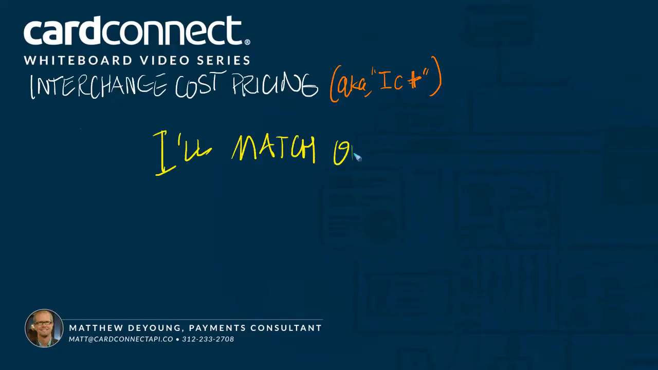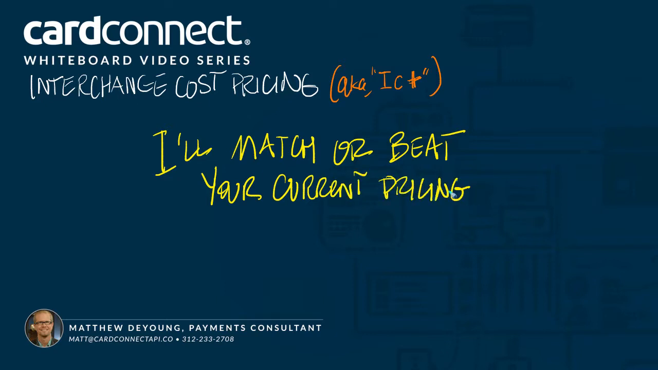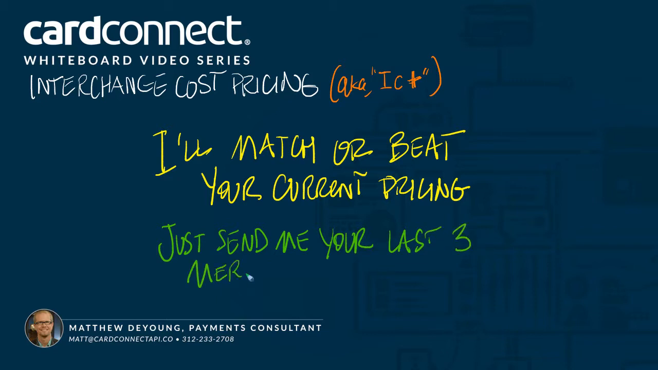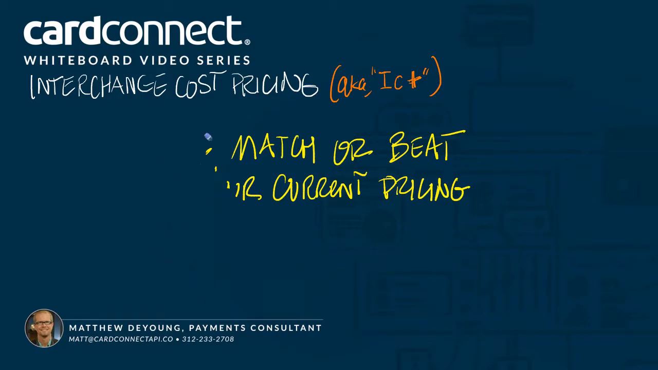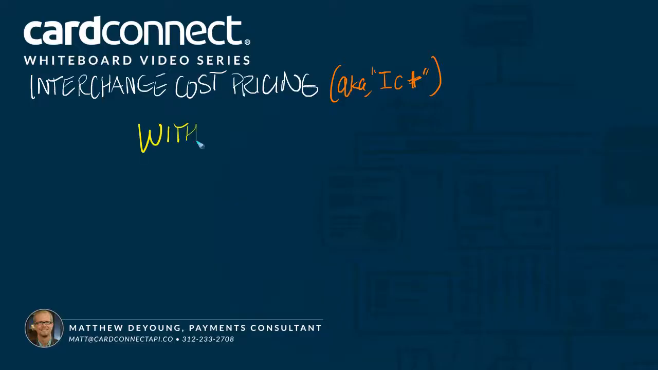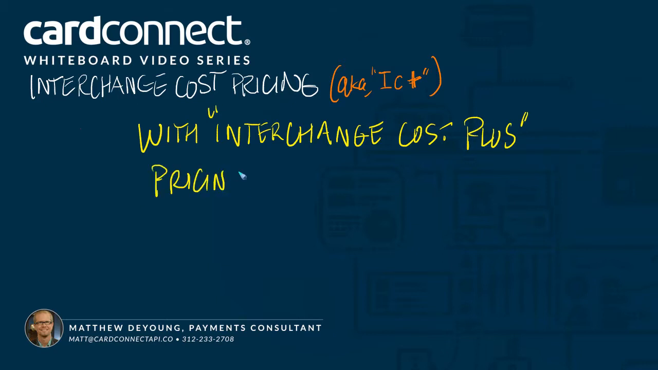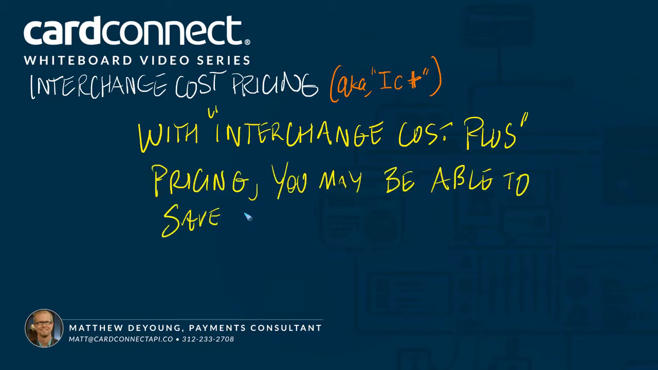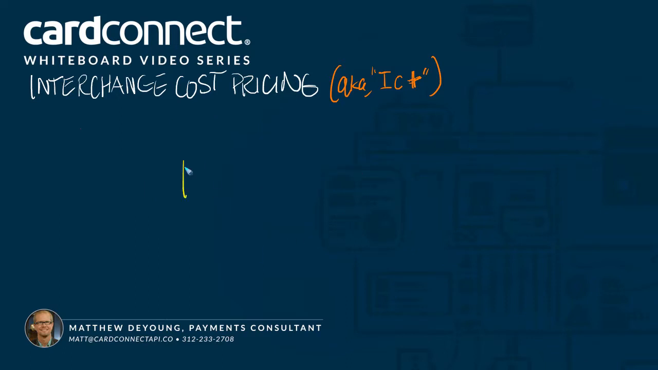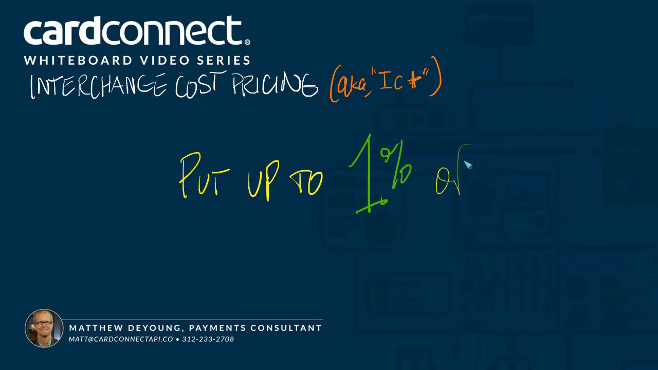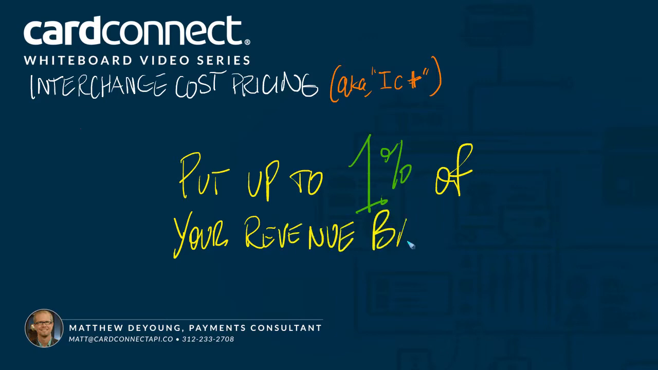Now, I'll be willing to match or beat your current processor's pricing and see if interchange cost plus pricing could really save you a lot of money. Just send me your last 3 merchant statements. Here's another way to think about this: interchange cost plus pricing. With interchange cost plus pricing, you may be able to save up to 100 basis points on each transaction. That's a lot. Another way to say it is putting up to 1% of your revenue back in your pocket.